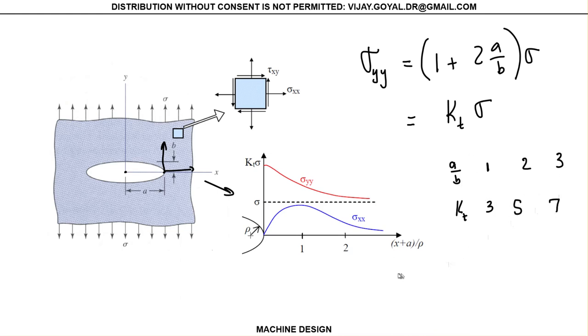So as A over B tends to infinity, this term actually goes to infinity, and so when this goes to infinity, what you can show is this is all your K_T right here. Your K_T goes to infinity. So that doesn't make any sense to me.